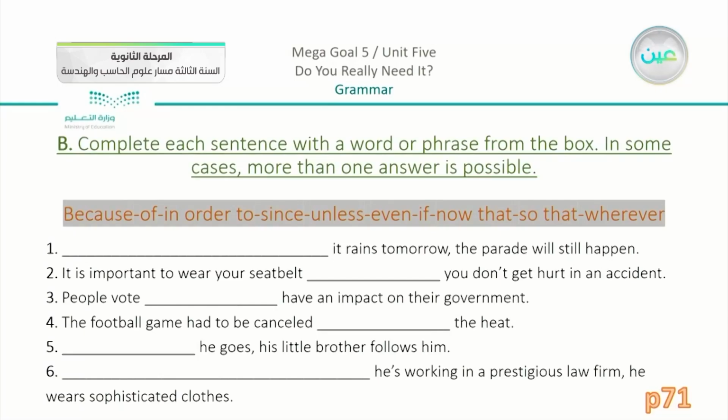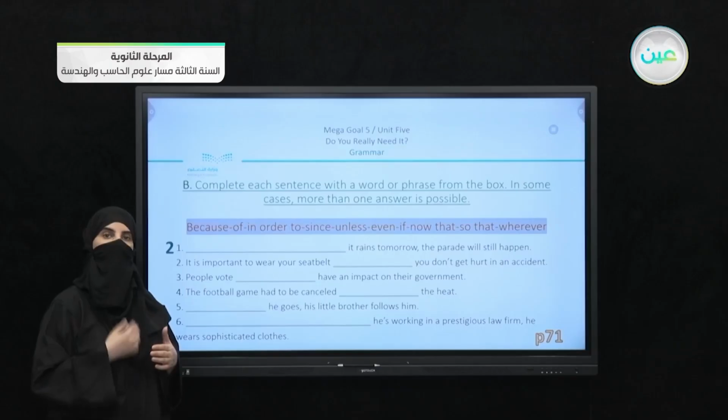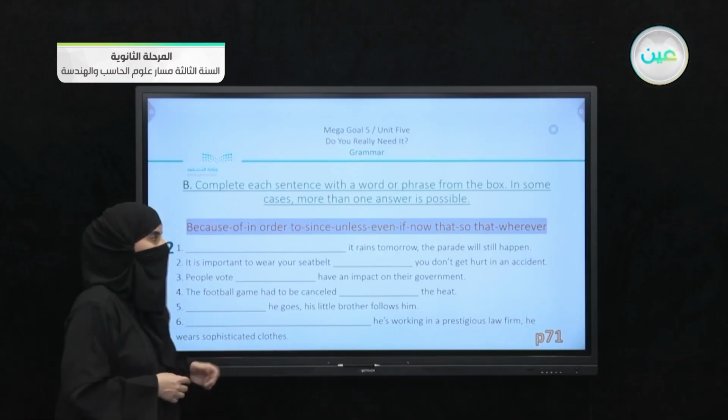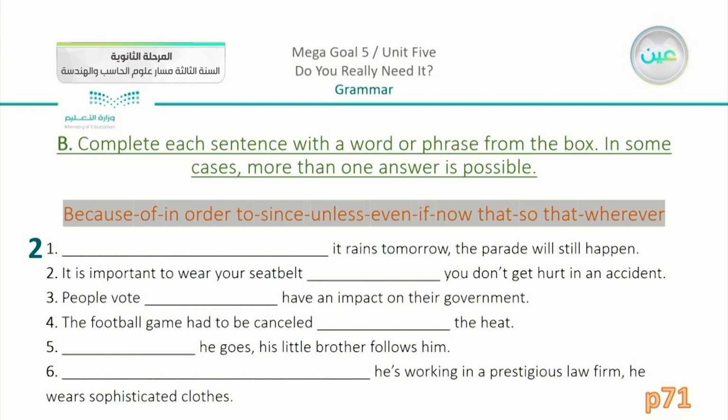Now, in number one, we actually have two conjunctions that are suitable. We're going to read: it rains tomorrow, the parade will still happen. So we have something as a condition here. Now, I can say, even if it rains tomorrow, the parade will still happen. So this can be a choice. And you can see the other choices that we have here.